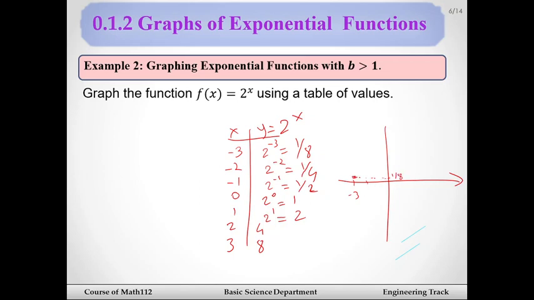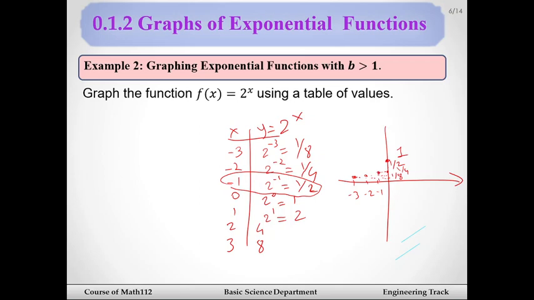And then for minus 2, we will have a little more than this. Okay, it will be hard to do it with this scale. It's 1 over 4. And then minus 1, 1 over 2. So it will come to here, something like that, 1 over 2. And okay, for 0, we will come to 1.